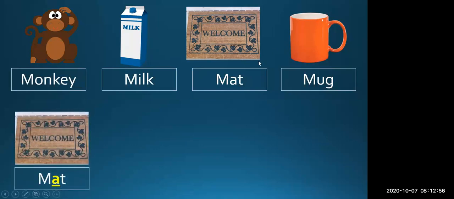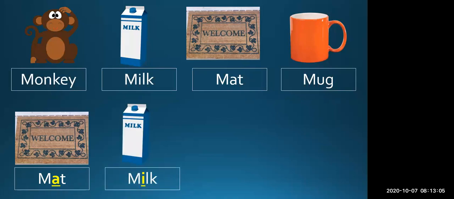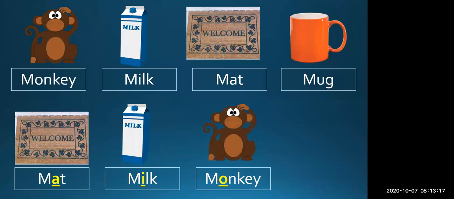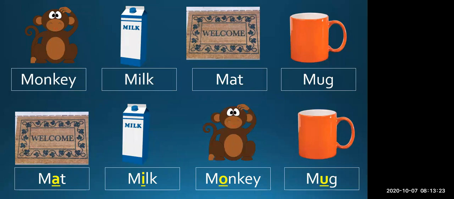Yes, M-A-T, mat, because A is our first alphabet. After that, what is our second picture? M-I-L-K, milk. After A, which alphabet is there? I. Now, what is your third word, children? Yes, your third word is monkey. And your last word is M-U-G, mug. So, if the words start with the same letter, no need to worry, children. You should think about the second letter in the word.